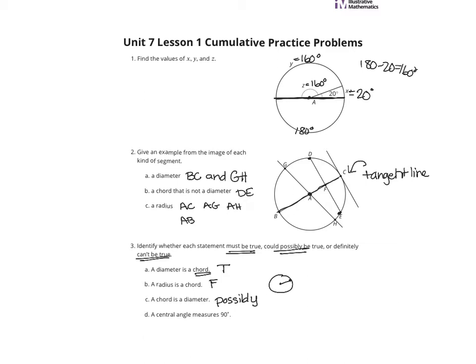And a central angle measures 90 degrees. This is another possibly. I mean, it can. You could have a perfect right angle. That's a central angle. My arc's 90 degrees, my angle's 90 degrees, but it certainly doesn't have to be. Let's take a look at the next page.